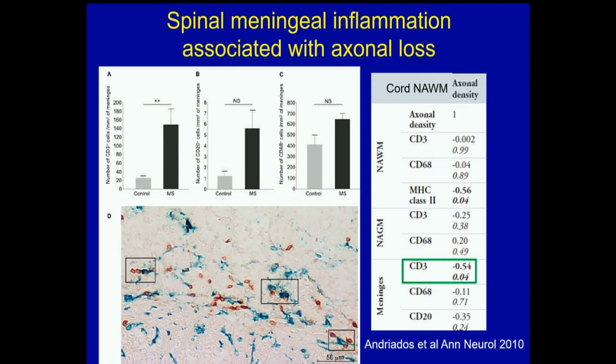And one final piece of work that we did was to consider, could there be meningeal inflammation occurring in the spinal cord, and could there be preferential damage to the outermost layer of the spinal cord that might be important in pathogenesis. There has been a study several years ago, I think from Richard Reynolds' group, reporting an association between CD3 cells in the meninges and axonal density in the spinal cord, suggesting there could be a relationship.